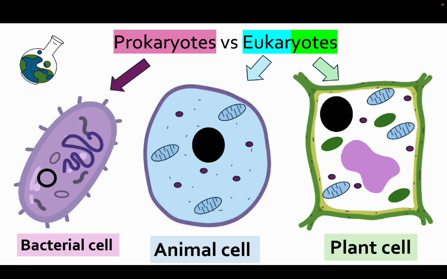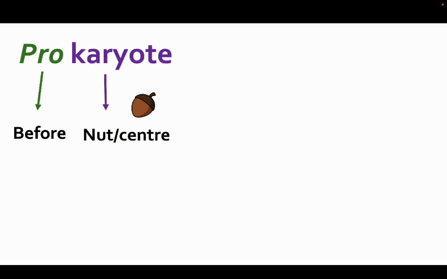Now that we're done learning about all the different organelles and their function, we're going to have a look at the differences between prokaryotes and eukaryotes. An example of a prokaryotic cell is a bacterial cell, and examples of eukaryotic cells are animal and plant cells. So let's have a look at the word prokaryote. The word pro means before, and karyote means nut or center. When we combine them together, it's essentially talking about before the nucleus. So our first key point about prokaryotes is that they do not have a nucleus.